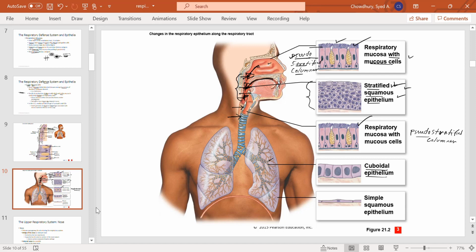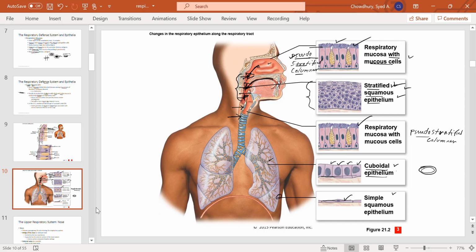Bronchioles are lined by cuboidal epithelium. You see cubical shaped cells and a single layer, so cuboidal epithelium. And in the wall of the alveoli, you have another type of lining, that is simple squamous, a thin layer of flat cells. You see the flat cells.